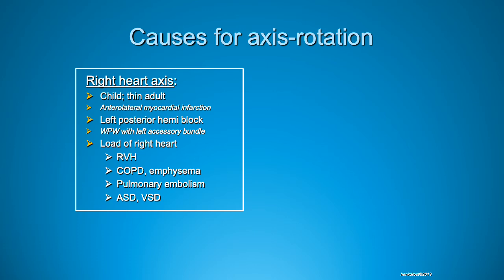Measuring heart axis can be helpful in detecting pathology. Right heart axis can be seen in a child, in a thin adult, that's not pathology, in anterolateral myocardial infarction, in a left posterior fascicular block, in WPW with left accessory bundle, and when there is load of the right heart: right ventricular hypertrophy, lung disease, pulmonary embolism, and atrial or ventricular septal defect.